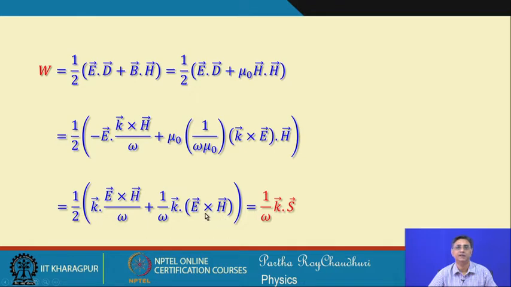This is a very interesting finding. It tells you that the energy density associated with the propagation of the electromagnetic waves is a component of the k vector along the direction of the Poynting vector, that is along which the energy flows.